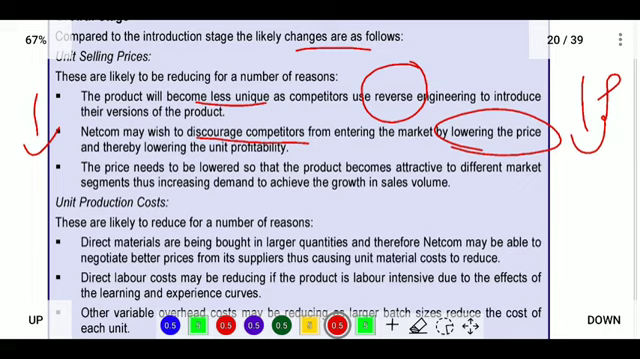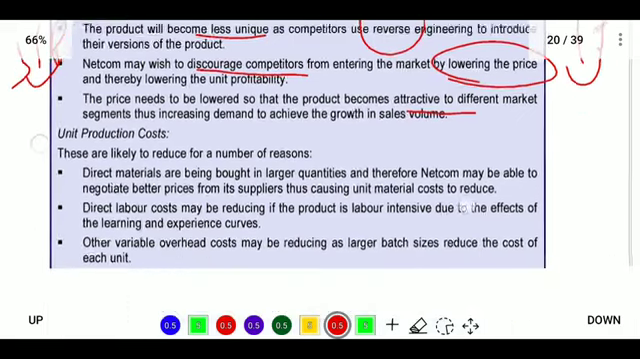Next, the price needs to be lowered so that the product becomes attractive. Why is the price reducing? Because to attract our customers, when the competitor is providing at a low price and we are producing at a high price with the same features, what will the customer get? So to attract the customers in a different market, we will reduce our price. So selling price will be reduced.